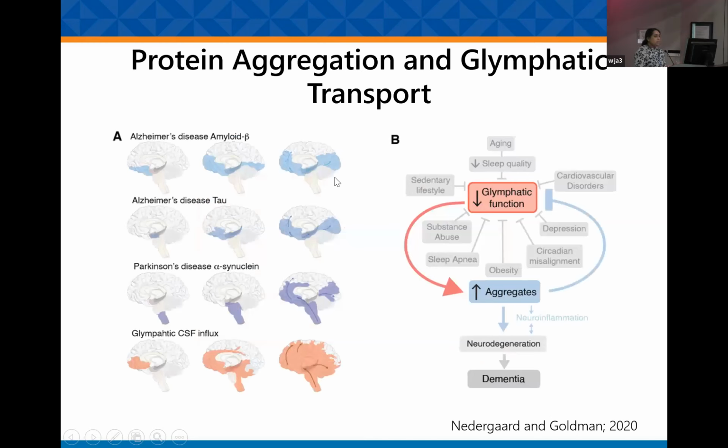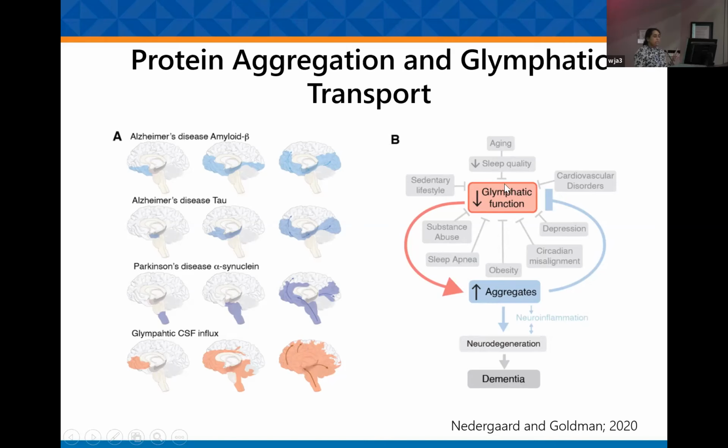This is an illustration of the proposed idea of what might be happening when we have protein aggregation. When they looked at how amyloid beta, tau, and alpha-synuclein accumulate, you can see there's a certain pattern to how they accumulate. And when they did lymphatic CSF influx imaging, you can see a similar pattern in how CSF is distributed throughout the brain, indicating that there may be a pattern associated with CSF influx and the accumulation of these proteins.